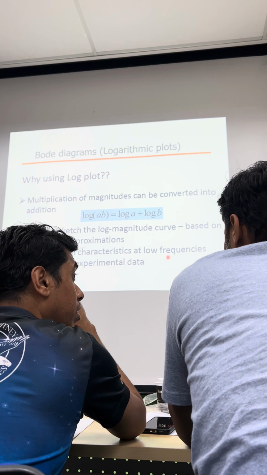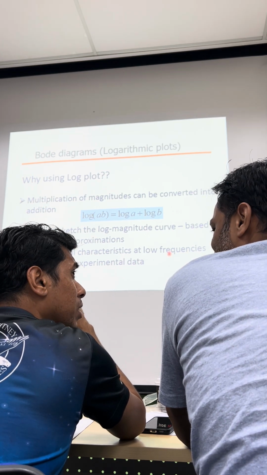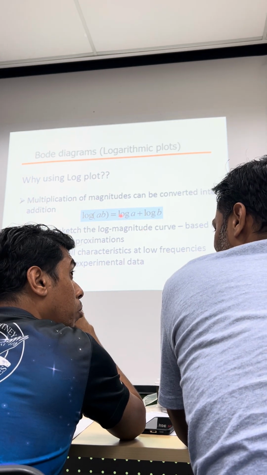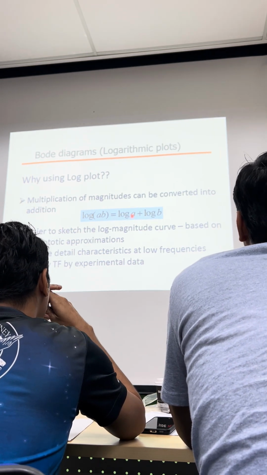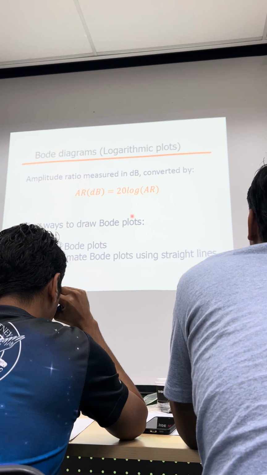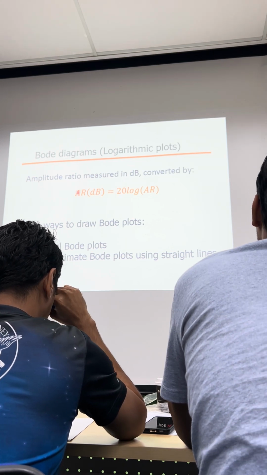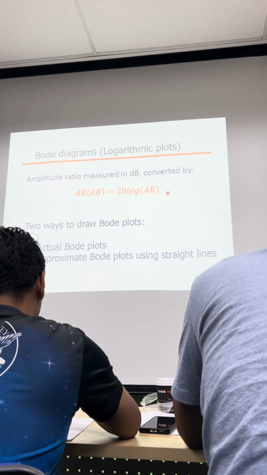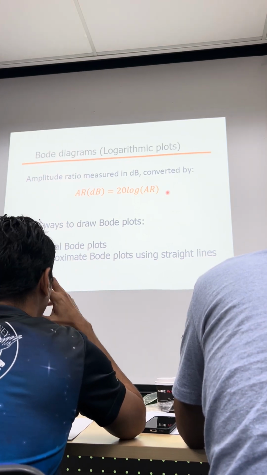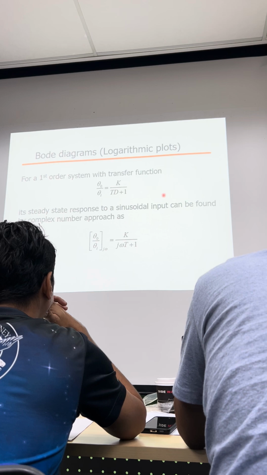It is a logarithmic plot. I hope you might have studied logarithmic multiplication. They say log AB is nothing but log A plus log B. Okay, so it is a logarithmic plot. So even the amplitude ratio they will call as 20 log of amplitude ratio. So everything goes by logarithmic scale.